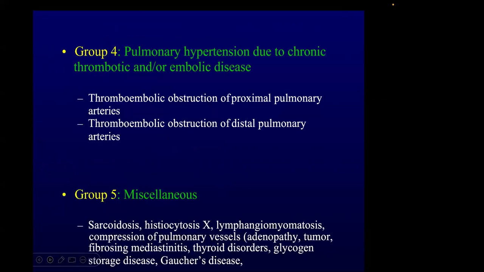Group 4, pulmonary hypertension due to chronic thrombotic and embolic disease: thromboembolic obstruction of proximal pulmonary arteries and thromboembolic obstruction of distal pulmonary arteries. Group 5 is miscellaneous: sarcoidosis, histiocytosis X, lymphangiomatosis, compression of pulmonary vessels by adenopathy, tumor, fibrosing mediastinitis, thyroid disorder, and glycogen storage disease.